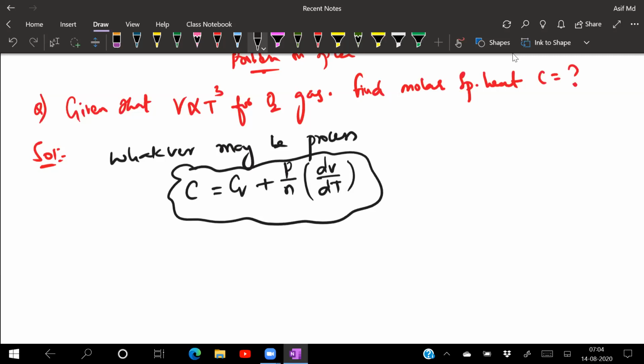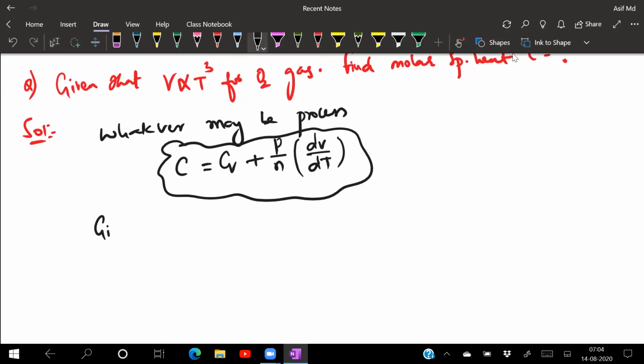Now, what is given for us? V is directly proportional to T cube. So if I remove the proportionality constant, we get V is equal to K into T cube. Now, oxygen is a diatomic or monatomic gas? It is a diatomic gas. So what is the value of Cv for the diatomic gas? 5 by 2, isn't it? 5 by 2 R.